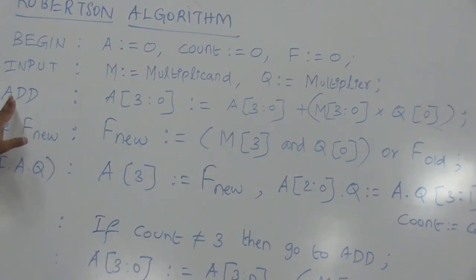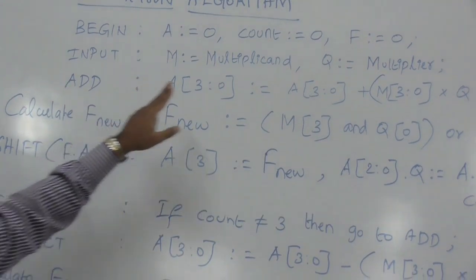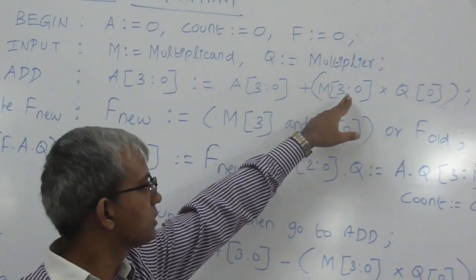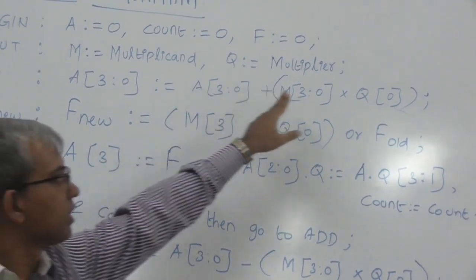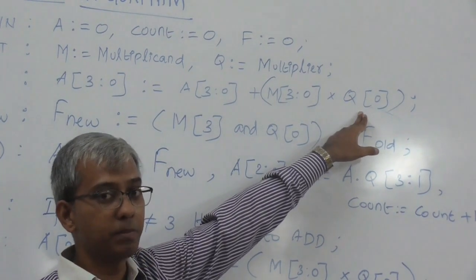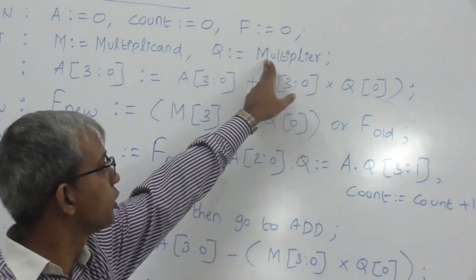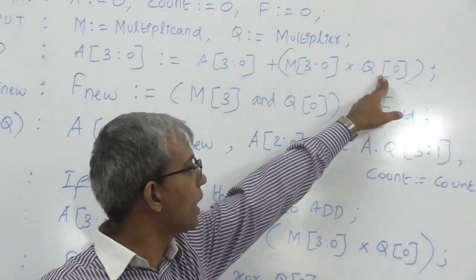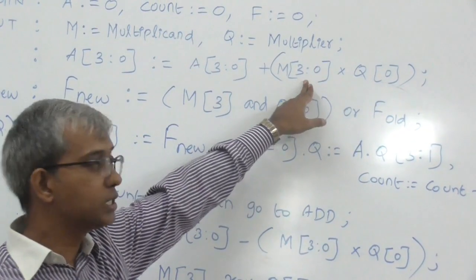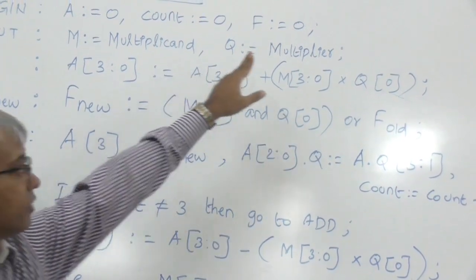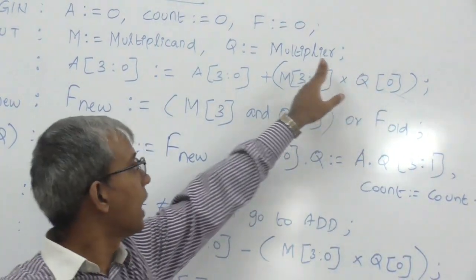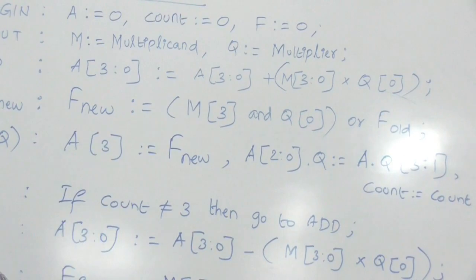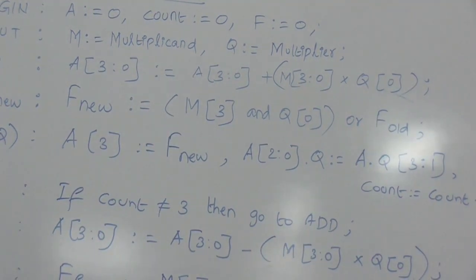The first operation in this algorithm is addition, where I add the value of the multiplicand to the A register when the LSB of the multiplier is 1. The multiplier is available in Q. So when the LSB of the multiplier is 1, I add the value of the multiplicand to the A register. If the LSB of the multiplier is 0, I add 0 to A. This is the very first step in the Robertson algorithm.